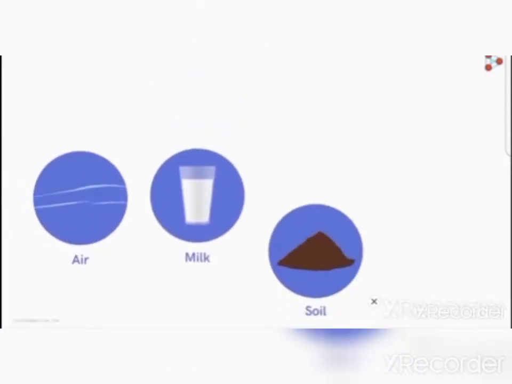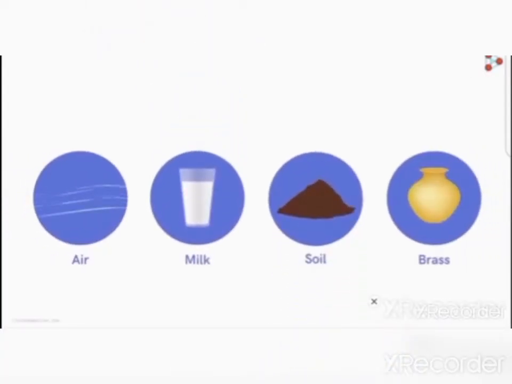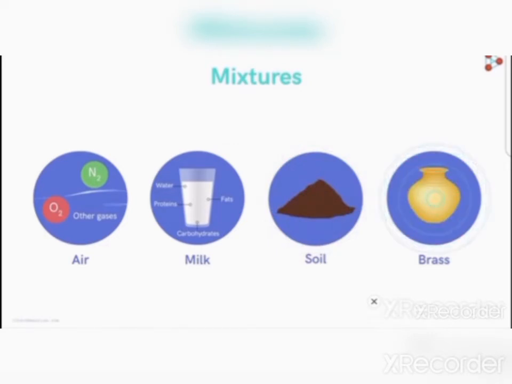Students, can you guess what is common among air, milk, soil and brass? They are all mixtures. Air is a mixture of nitrogen, oxygen and many other gases. Milk is a mixture of fat, protein, carbohydrates like lactose. Similarly, soil is a mixture of many things and brass is a mixture of copper and zinc.